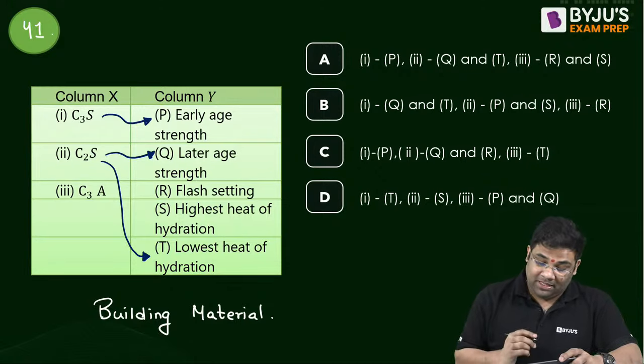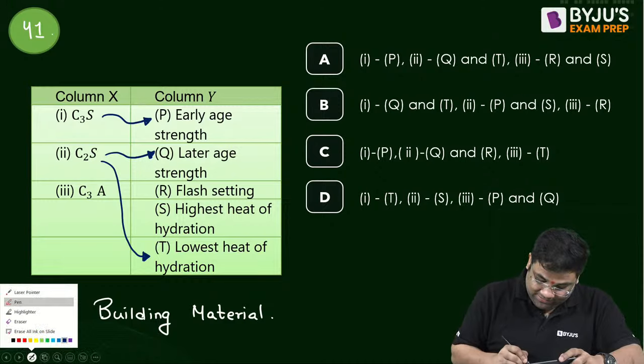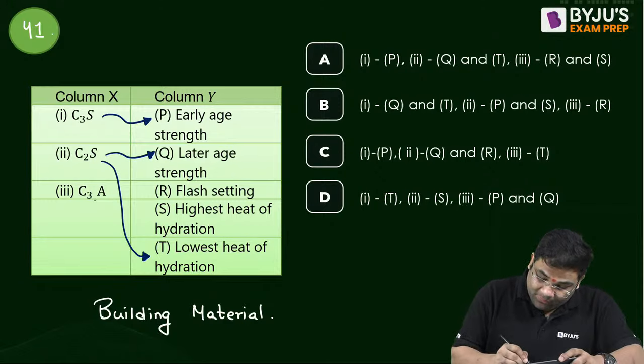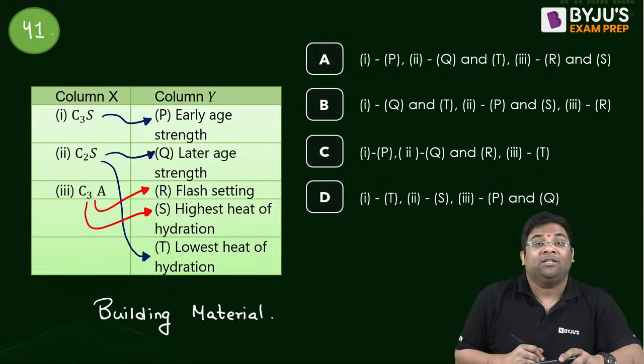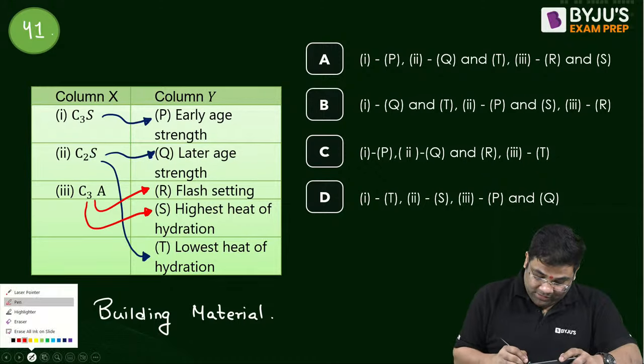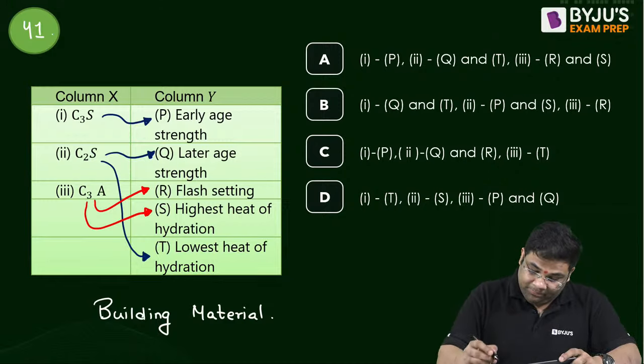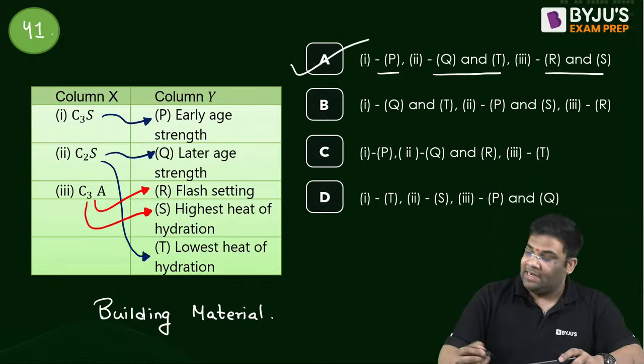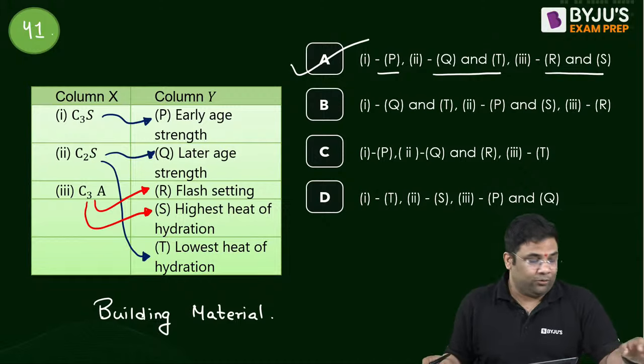And then C3S is responsible for flash setting, is very reactive, and also has the highest heat of hydration. So the answer is what? 1 is P, so we have one option here. 2 is Q and T, and 3 is R and S. So this is the right answer. Understood this question? Good question.